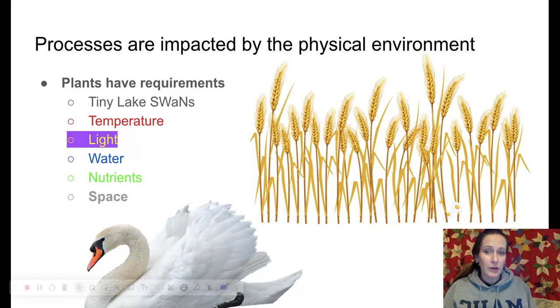Plants have requirements. You can remember them, or you can remember tiny lake swan. So TLSW, little a and S. The T is for temperature, right? The L is for light. The S is for space. The W is for water. The N is for nutrients. So plants need all these things.